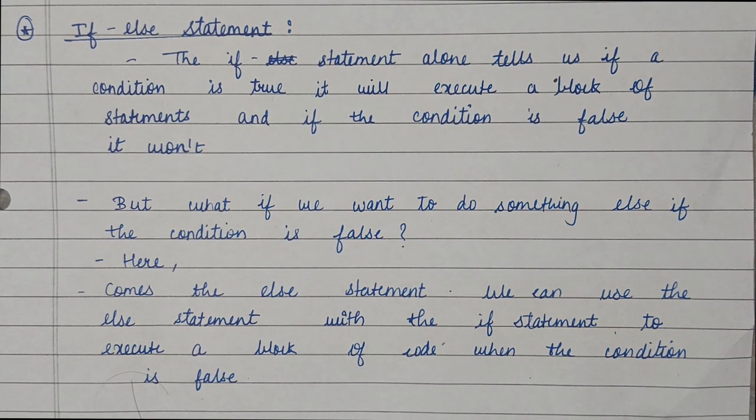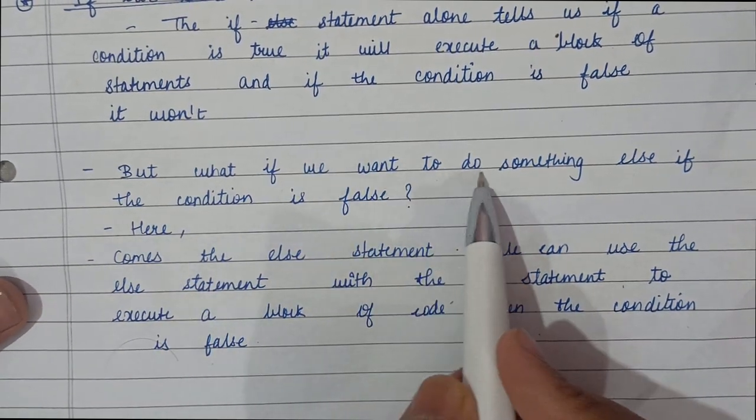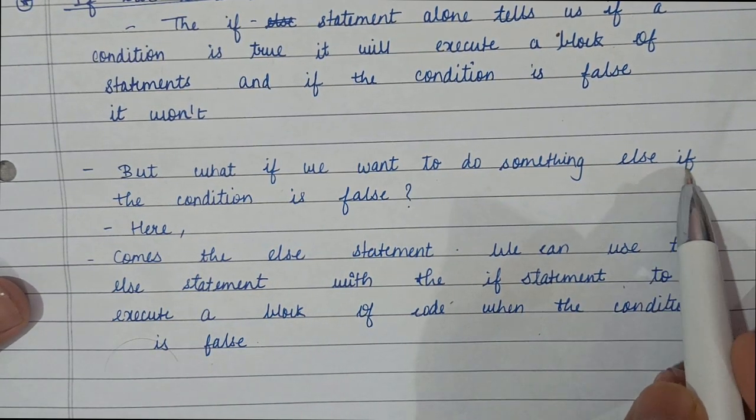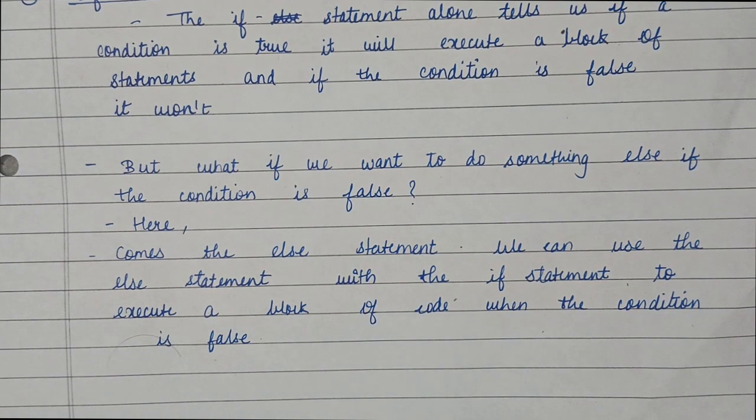In the previous video I discussed that if the condition is true, then only the if block will execute. If the condition is false, then the if block will not be executed. But what if I want to do something else if the condition is false? If the condition is false, then what will we do?